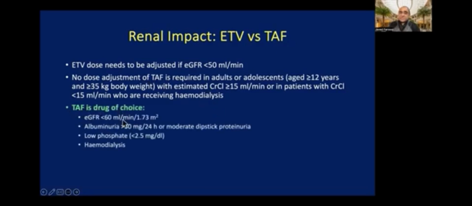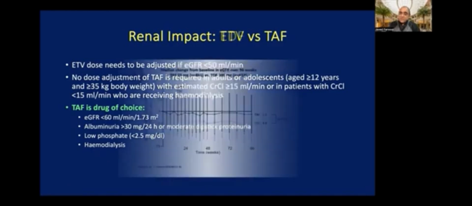TAF is the drug of choice when the eGFR is less than 60 ml, there's albuminuria more than 30 milligram per 24 hours, or moderate dipstick proteinuria, when there is low phosphate less than 2.5, and if the patient is on hemodialysis. So these are the 4 conditions where you will go for the TAF: eGFR less than 60, albuminuria, low phosphate levels, or hemodialysis.